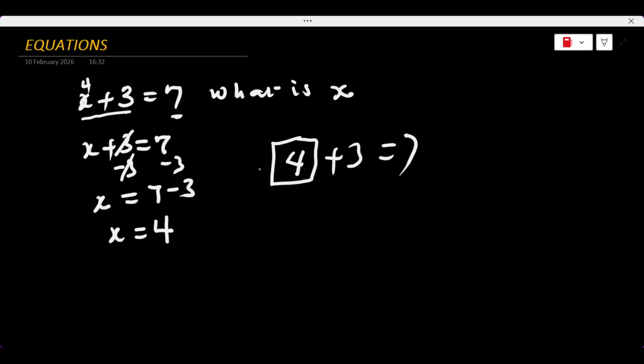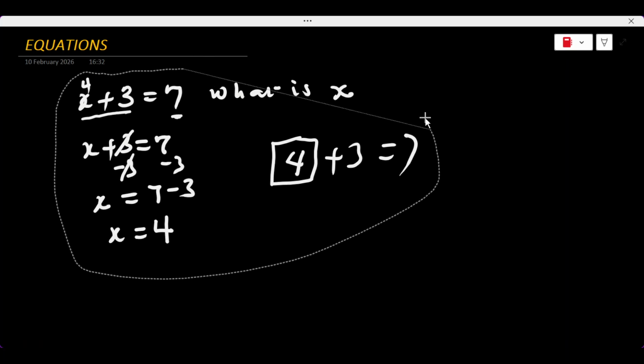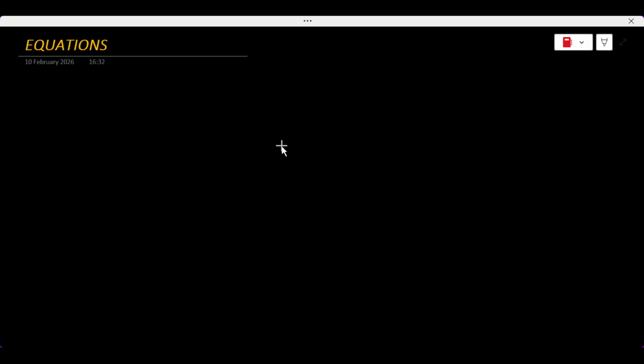All right, let's move on to the next problem. Please, you can pause the video and try your hands. Come back to see if your answers are correct. Let's look at this example. We have X minus 5 equals 9.